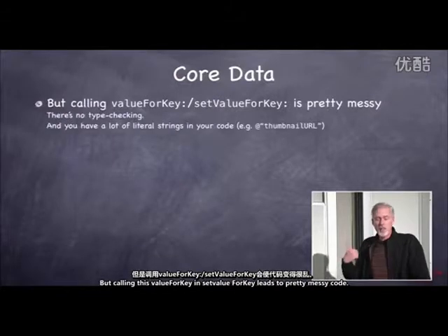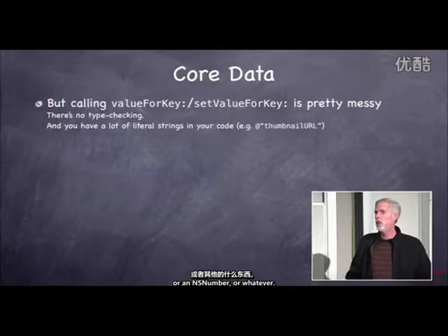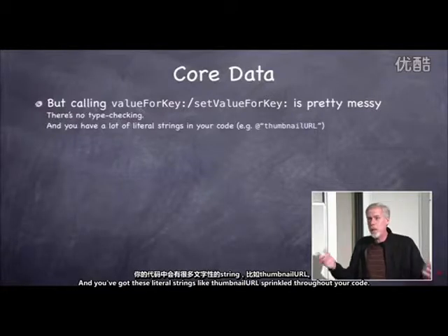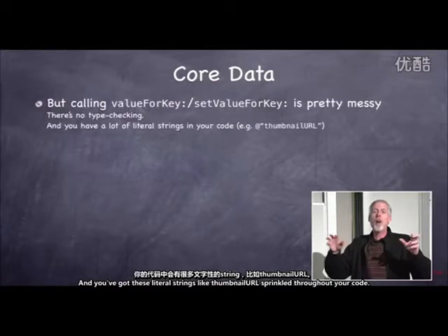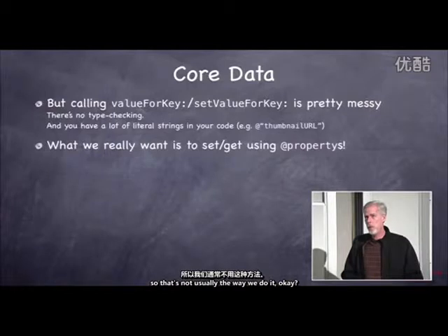But calling valueForKey and setValue:forKey leads to pretty messy code. There's no type checking. It doesn't know whether it's an NSDate you're setting or an NSNumber or whatever. And you've got these literal strings like thumbnailURL sprinkled throughout your code. It's really kind of messy. So that's not usually the way we do it.